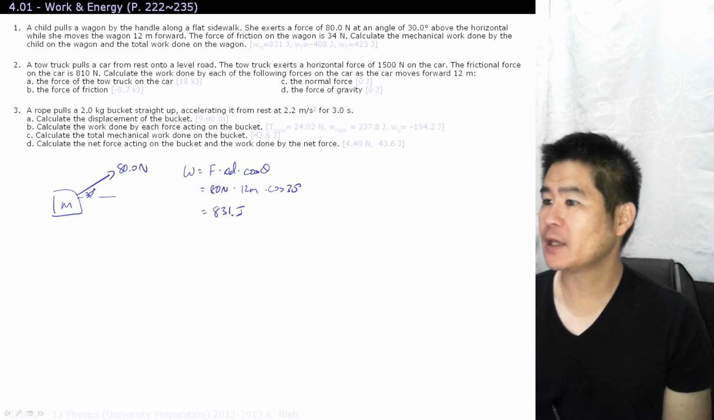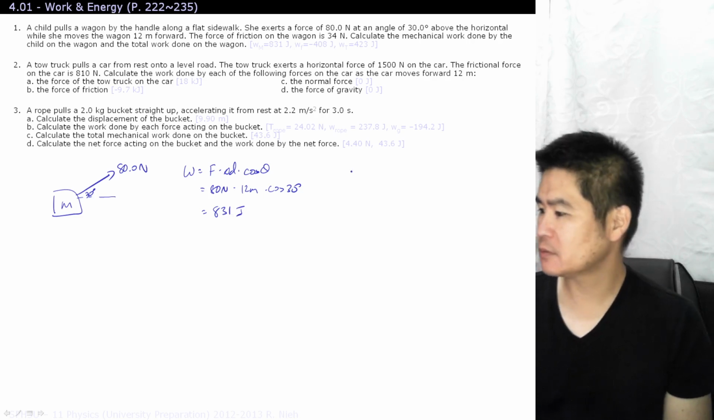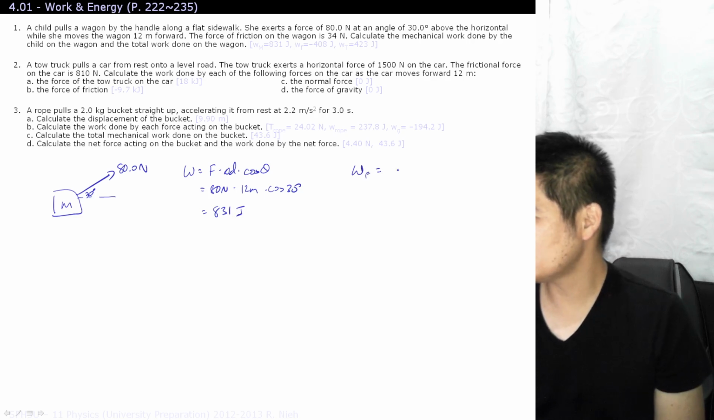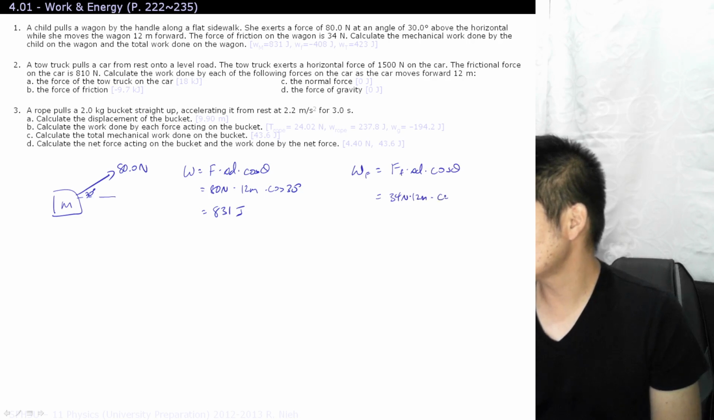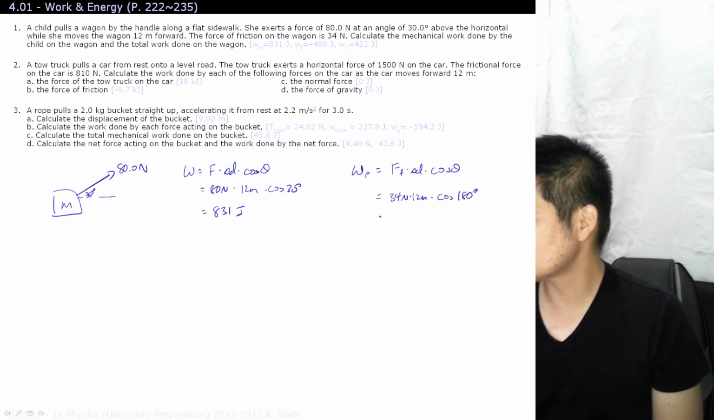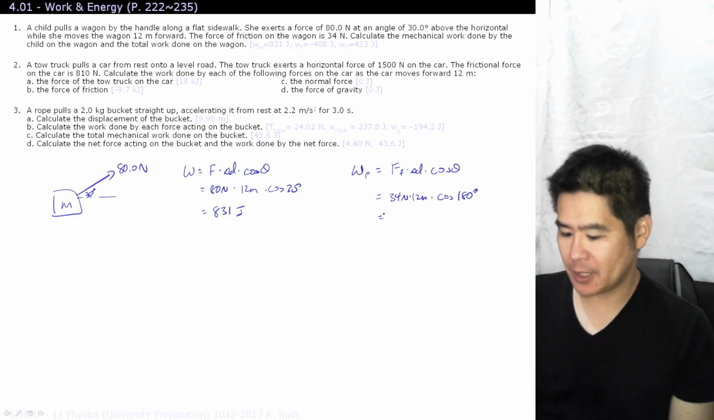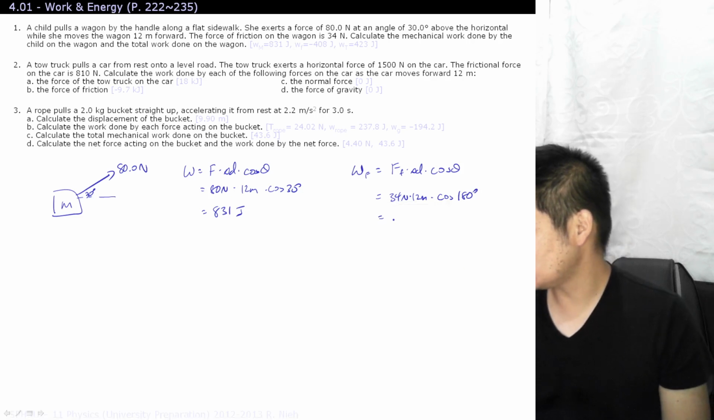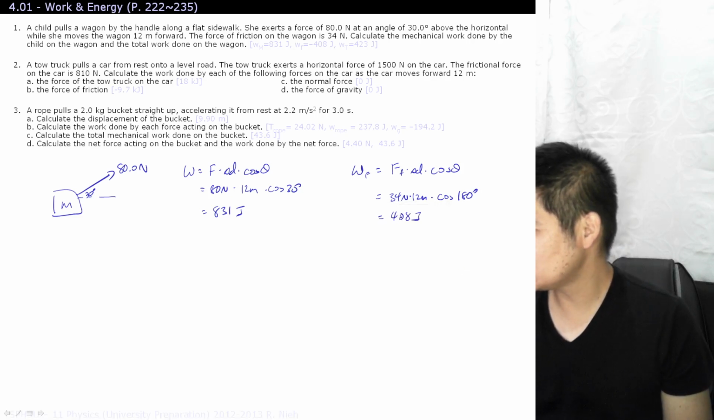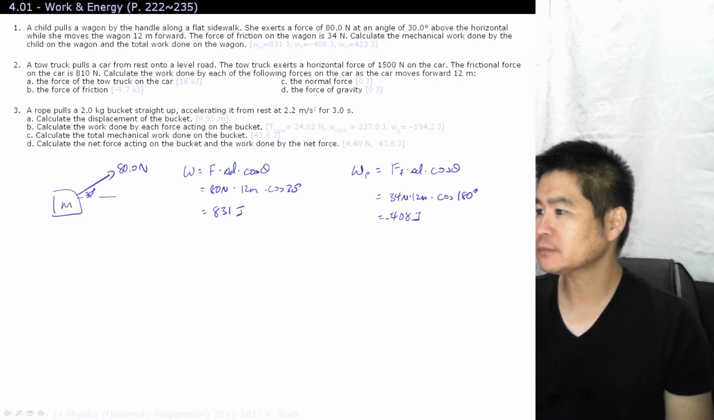All right. The force of friction. So the work due to friction is equal to force of friction times distance, times cosine of theta if you want to include that. So 34 newtons times 12 meters times the cosine of 180 degrees. It's just another way of injecting that minus sign in there. So 34 times 12 gives you 408 joules negative.